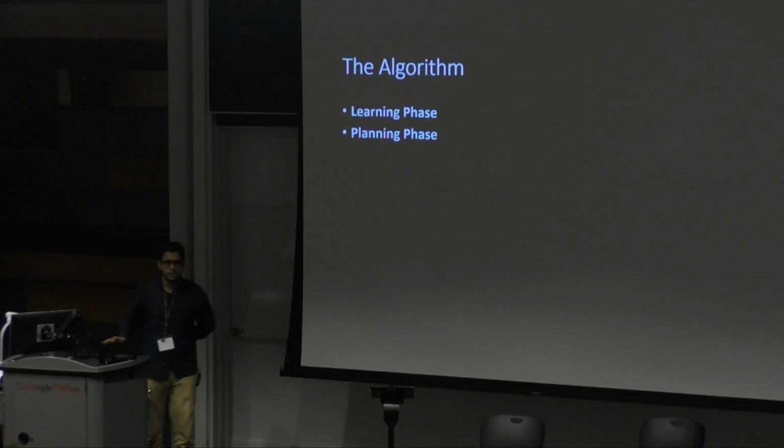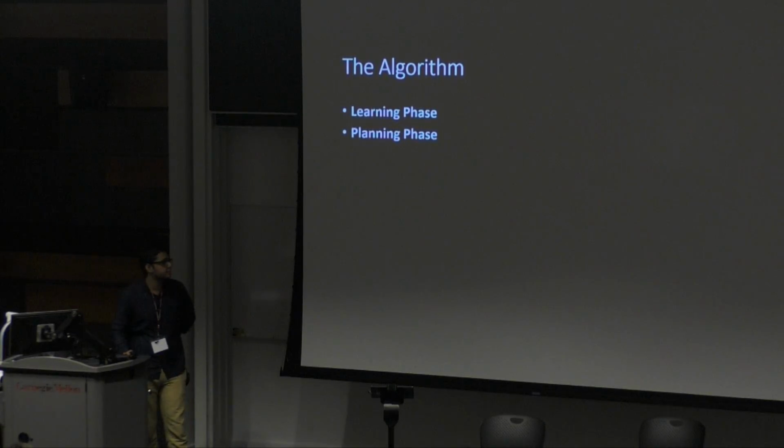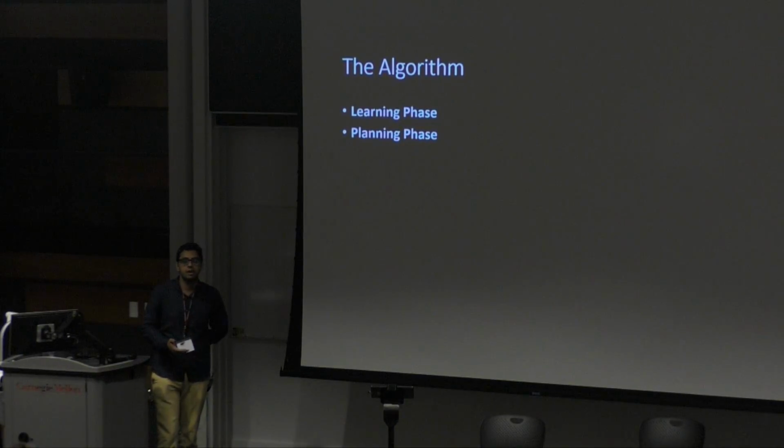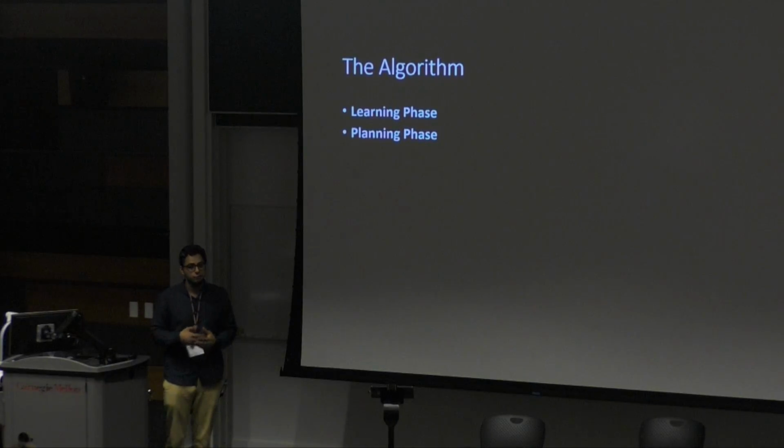The algorithm has two phases. The first is a learning phase, and the second is a planning phase. In the learning phase, you figure out where these local minima are, and in the planning phase, you make use of that information for future search queries.